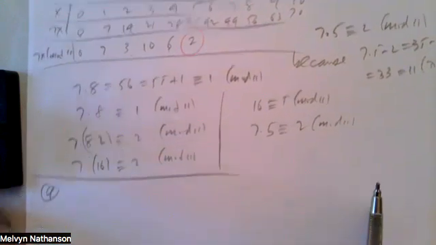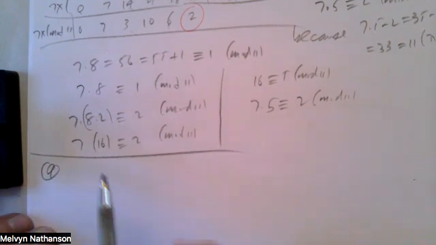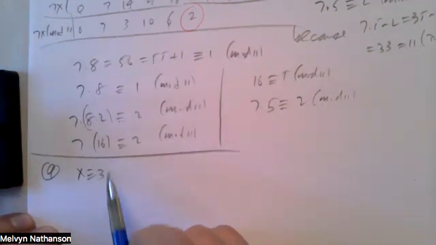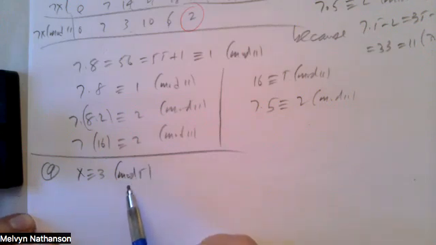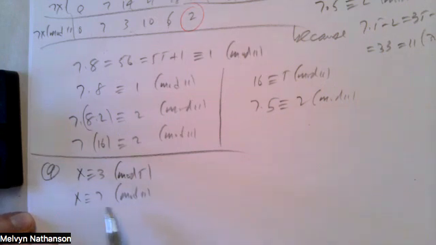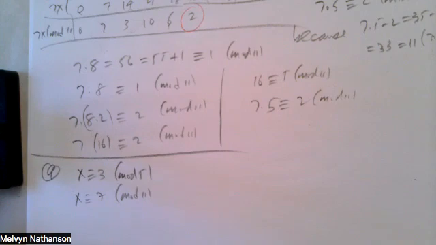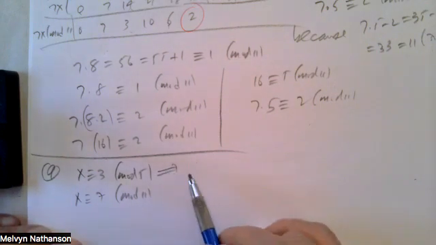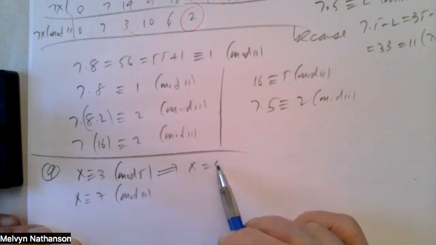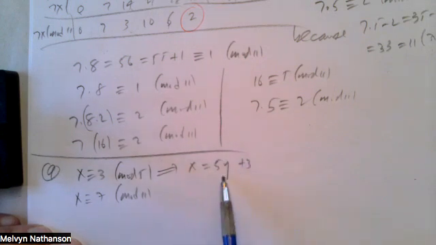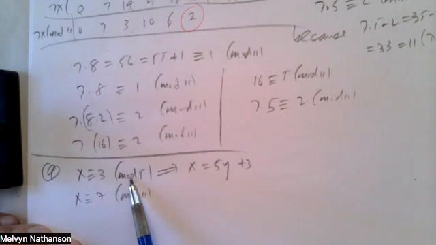Let's look at problem number 9. We have two congruences. X is congruent to 3 mod 5, and X is congruent to 7 mod 11. We want to find a number that satisfies both congruences. And we know by the Chinese remainder theorem that this is possible. So how do we do it? Well, if X is congruent to 3 mod 5, X has to be a number of the form 5y plus 3 for some integer y. That's what the congruence X congruent to 3 mod 5 means. It means X minus 3 is a multiple of 5.